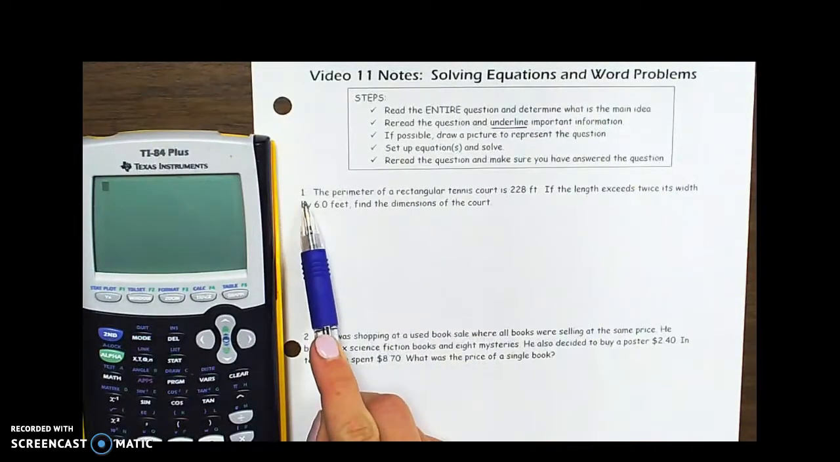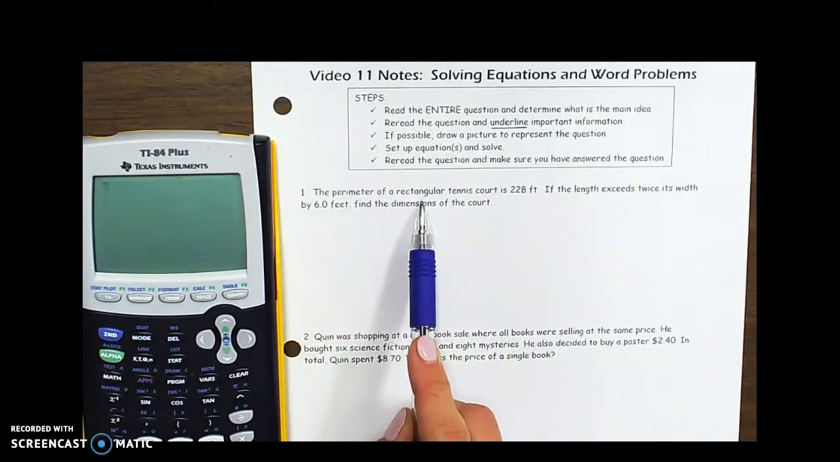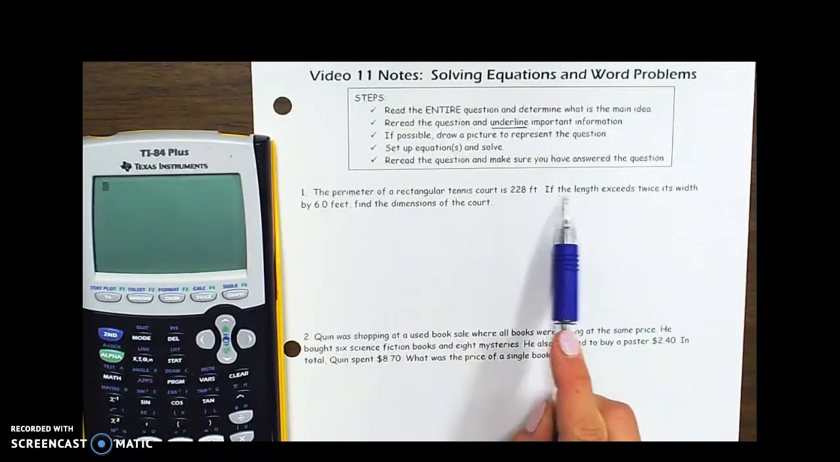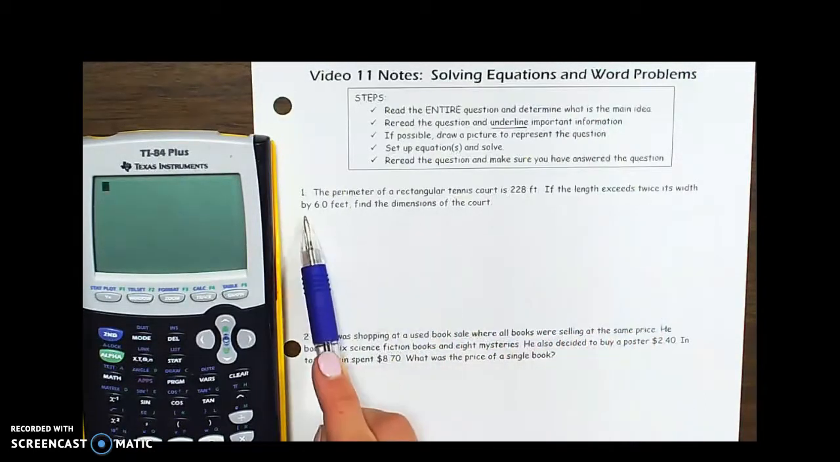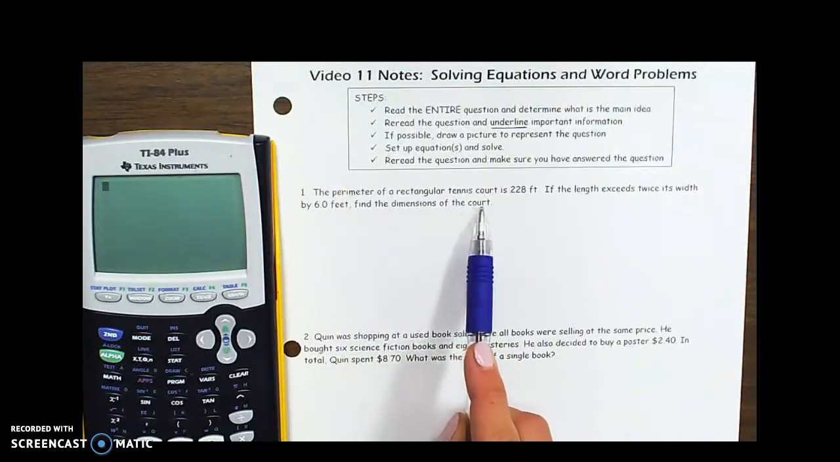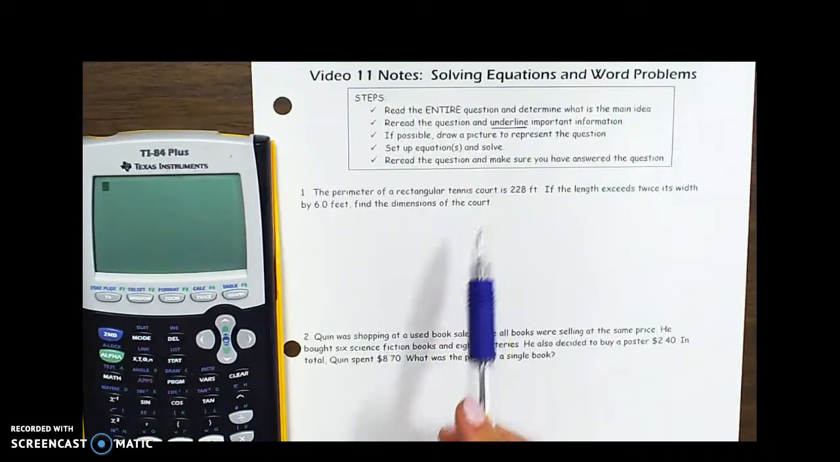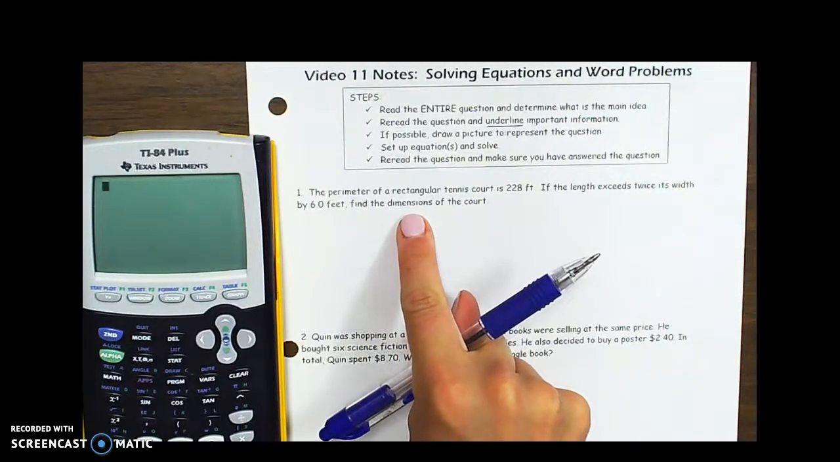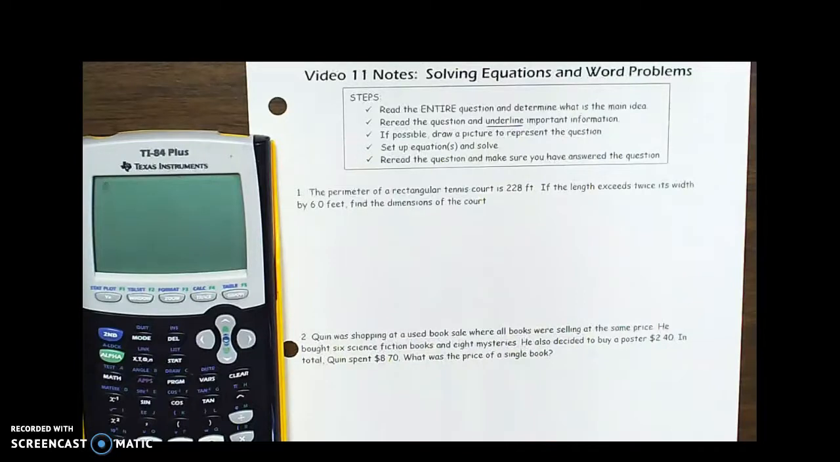So let's take a look at number one. The perimeter of a rectangular tennis court is 228 feet. The length exceeds twice its width by 6 feet. Find the dimensions of the court. So let's talk first about what is the main idea. The main idea of this question is we're trying to find the dimensions. The dimensions are the length and the width.